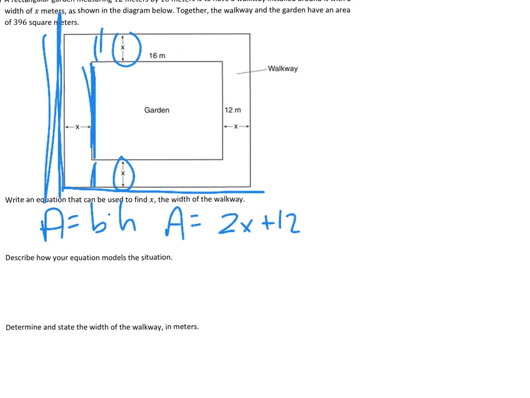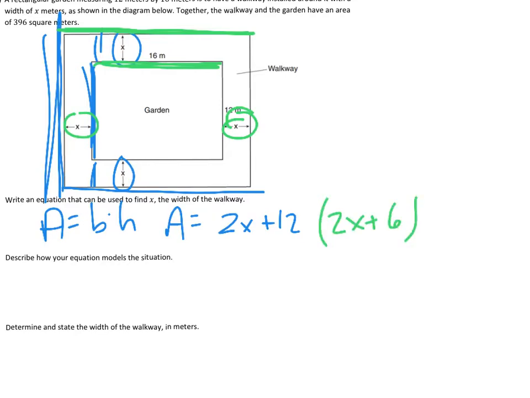Let's switch colors here now. We need this dimension here, which is something, but we know that this piece is 16, so what's plus this measure and plus this measure? That'd be 2X plus 16. And because we are multiplying these, I put them in parentheses, and now I have two binomials. So, an equation that can be used to find X, the width.